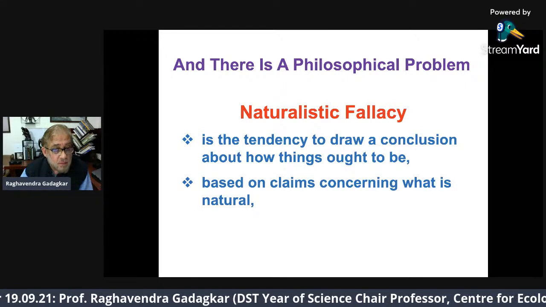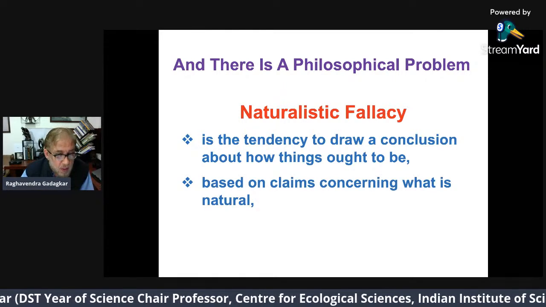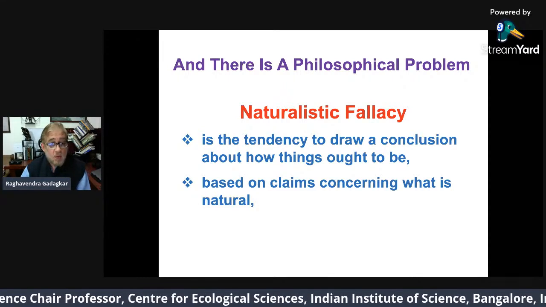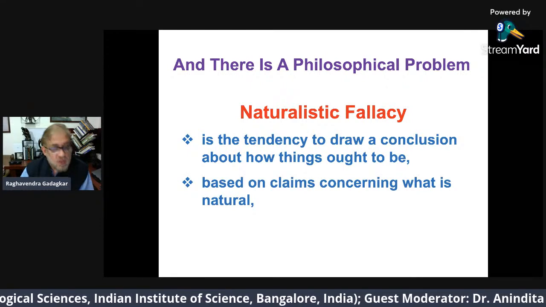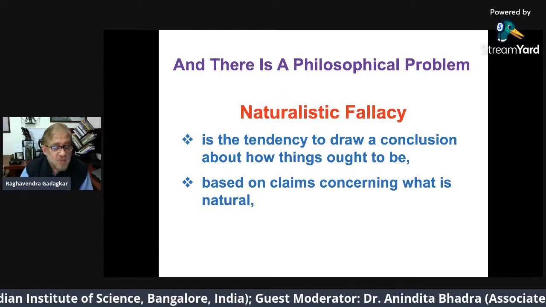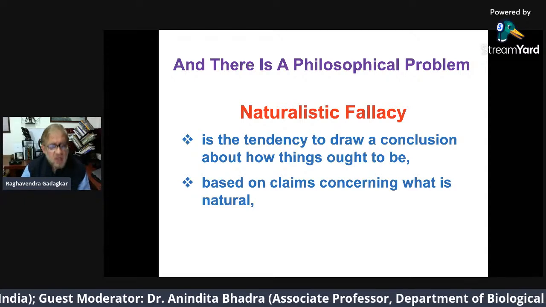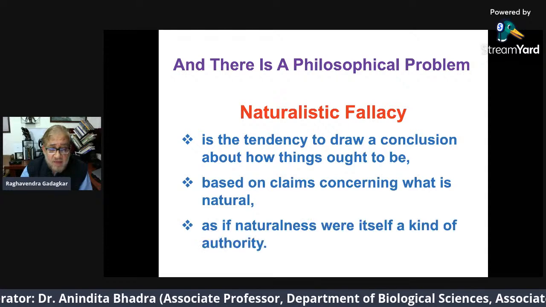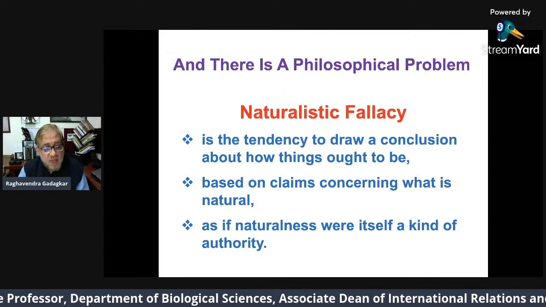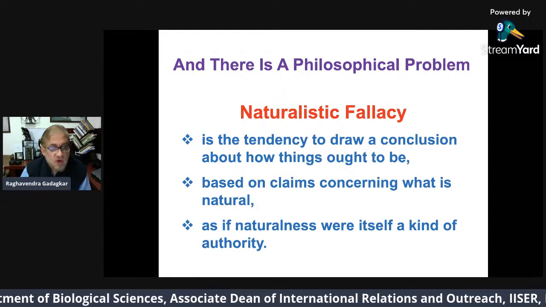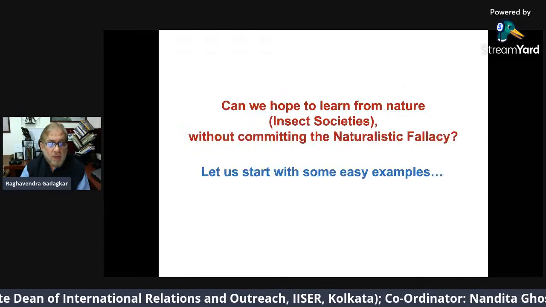So if you find democracy in social insects, you can say democracy is natural, so we should have it. But suppose you find autocracy in insects, you can say autocracy is natural, so we should also have it. If you find simplicide in social insects, you can say simplicide is natural, so what's wrong in our doing the same thing? So as if naturalness were itself a kind of authority. The problem is, the fact that you find something does not mean that you should do it. Does not constitute an authority.